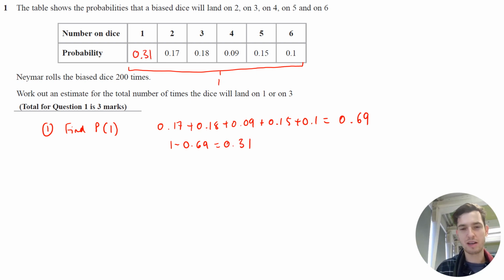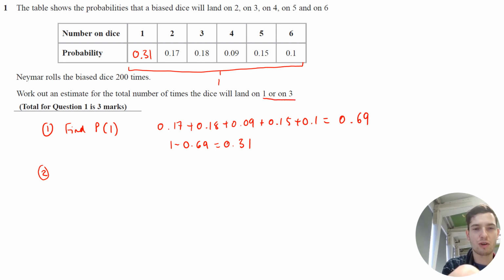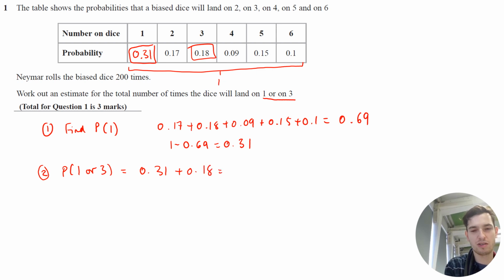And it's worth saying, I'll say this at various points, that even when you're putting something into your calculator, you should still show what you're putting into your calculator on your page. So step 2, it says work out an estimate for the total number of times the dice will land on a 1 or a 3. So it could land on a 1, so I'll box that, could land on a 3. So the probability of 1 or a 3, I'm going to add those together. 0.31 plus 0.18, which is 0.49.